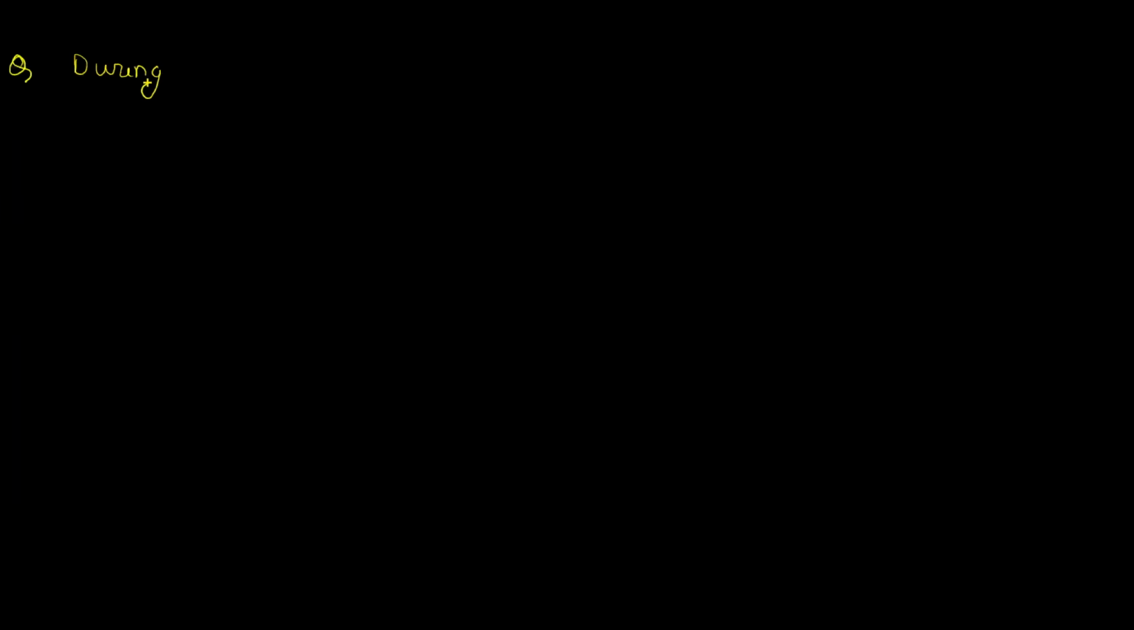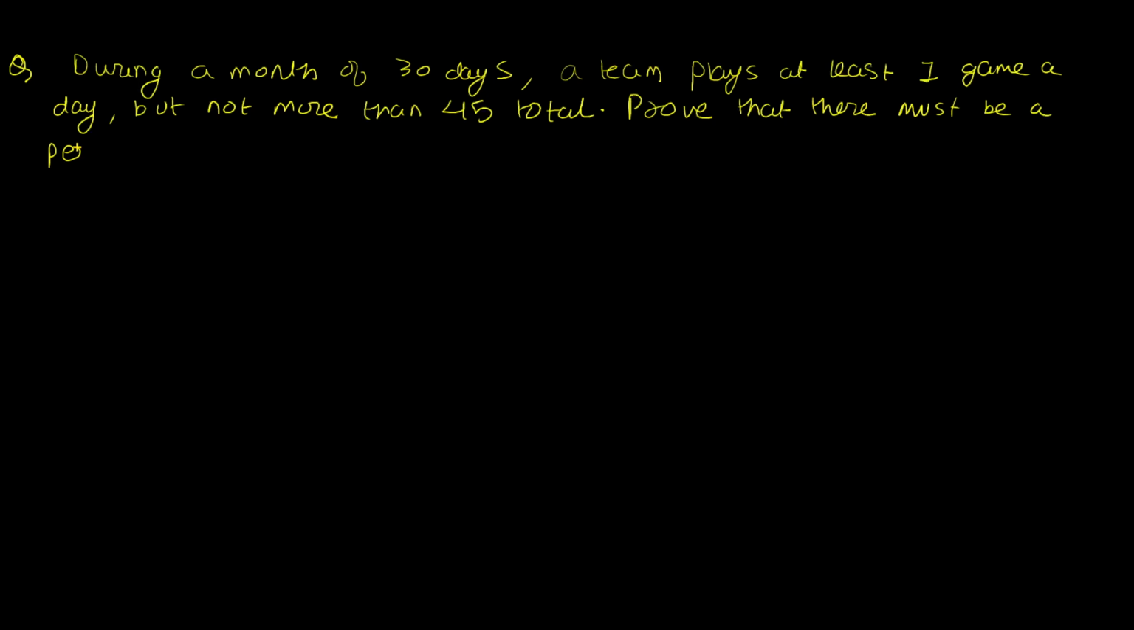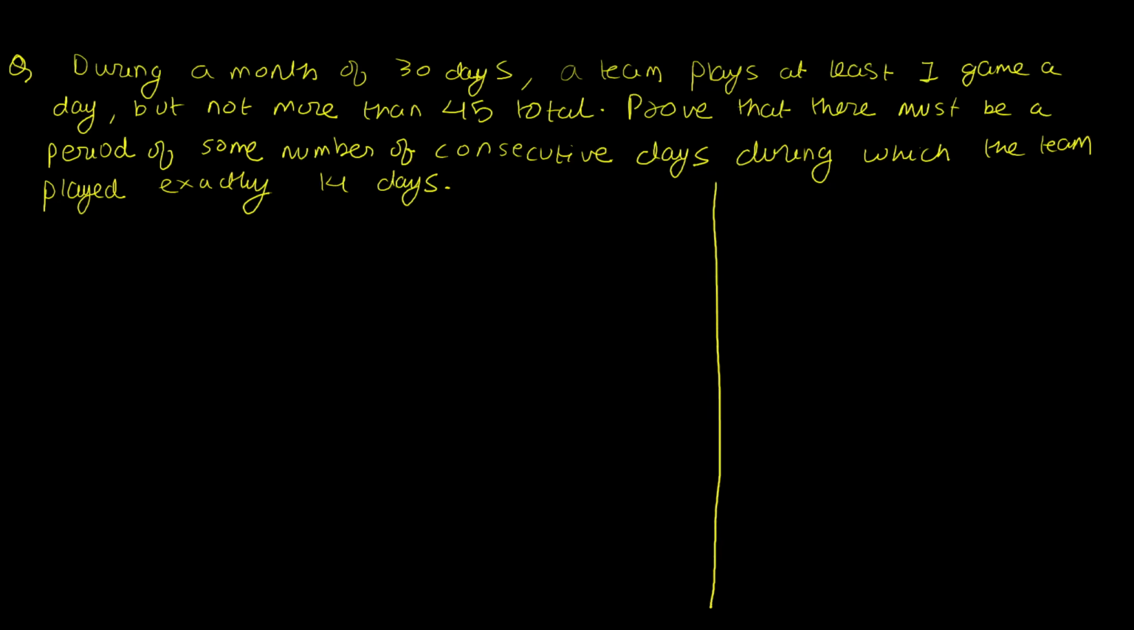This problem says: during a month with 30 days, a team plays at least 1 game a day, but not more than 45 total. Prove that there must be a period of some number of consecutive days during which the team played exactly 14 games. So what is this question asking? We have a month of 30 different days, so day 1, day 2, all the way up to day 30. And this team plays at least 1 game on each of these days. So there is not a single day where there has not been a game.